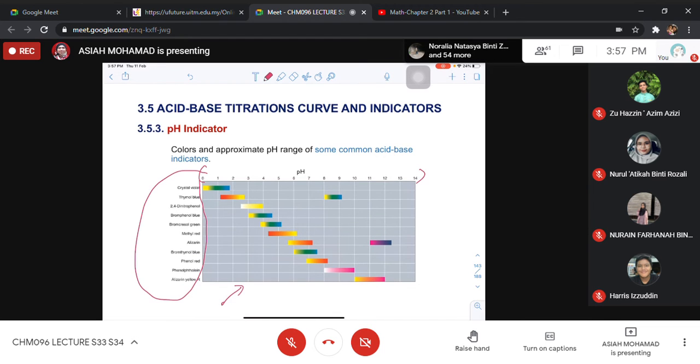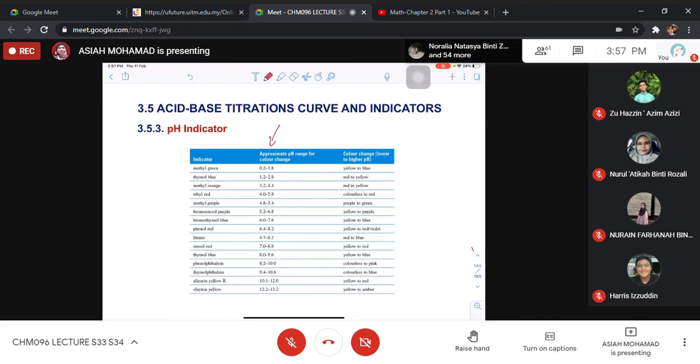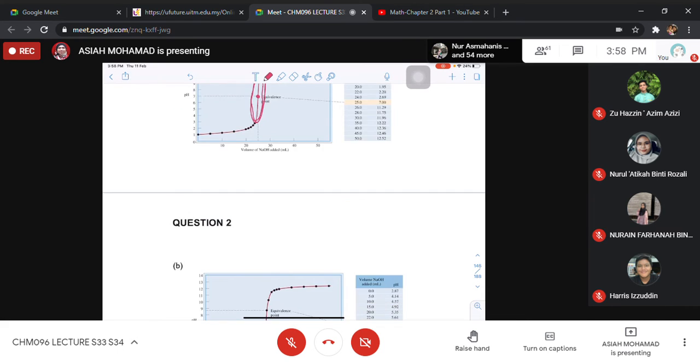Okay, so this is the colour change and you can see its pH. This is an indicator as well. This one is given in this form: what is the colour change and what is the pH range for the colour change. So you just have to choose.